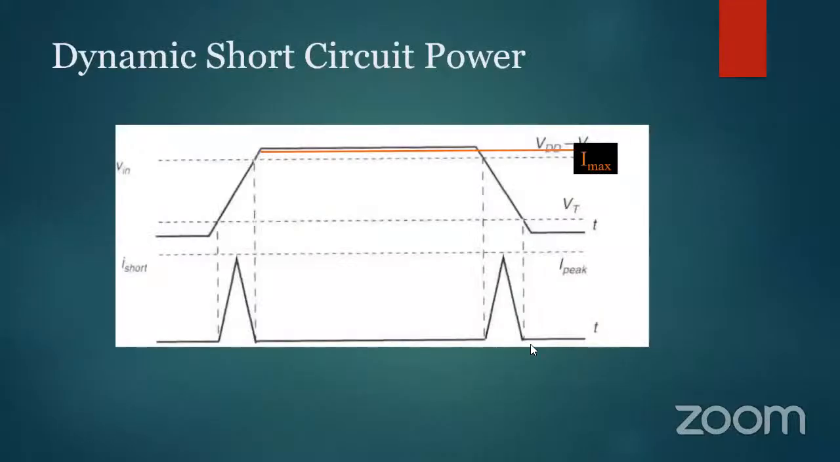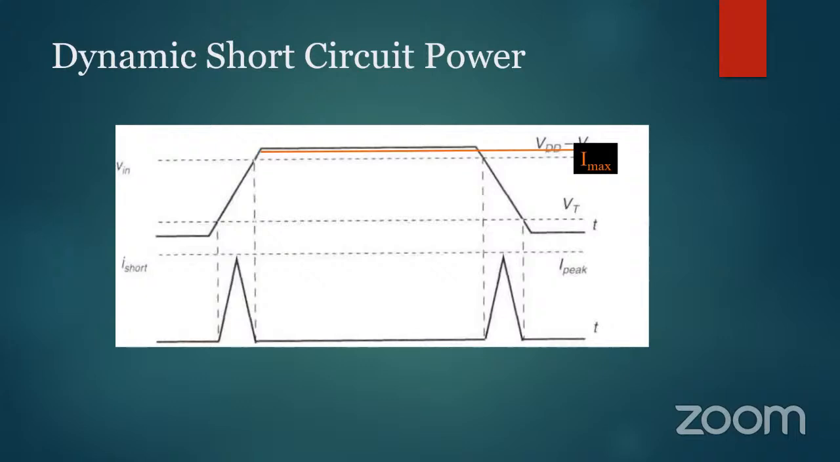Let me again read the question once. How does the short circuit power increase by rising and falling of inputs? Okay. So first, let me tell you again, what is short circuit power? Short circuit power is basically the power which is consumed, or you can say dissipated, when both the transistors are on, that is the PMOS and the NMOS.